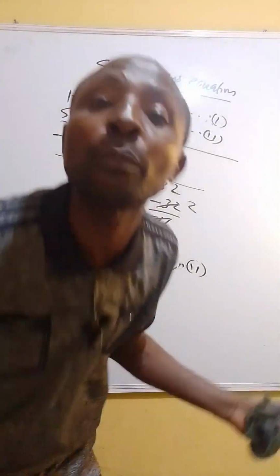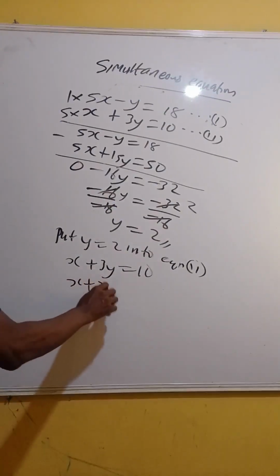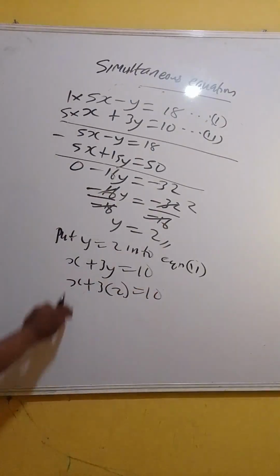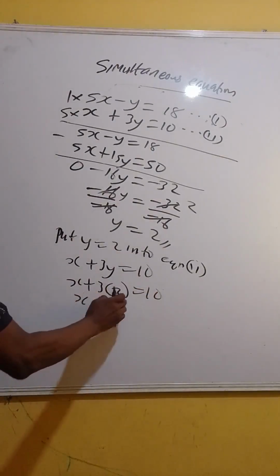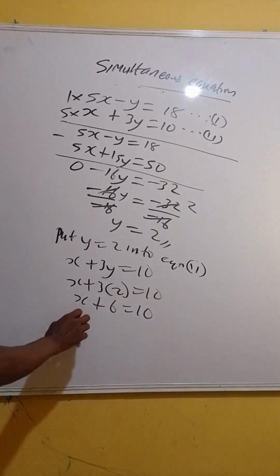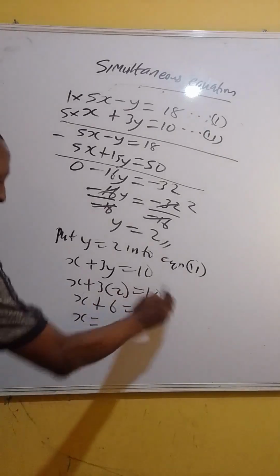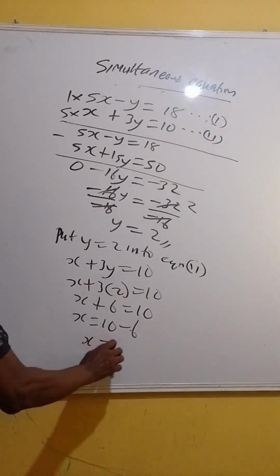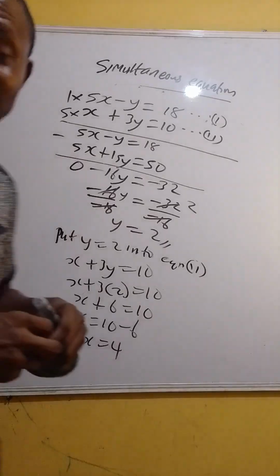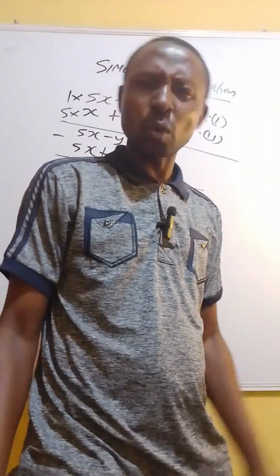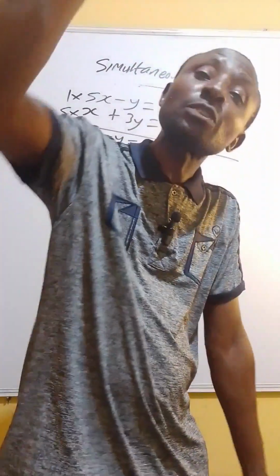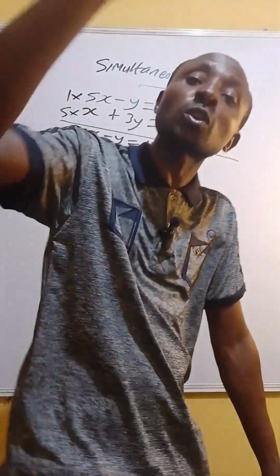Anywhere you see y, put 2. So x plus 3 bracket 2 equals 10. So x plus 3 times 2 will give me 6 equals 10. So x equals, transpose this, 10 minus 6, x equals 4. Good. So my x equals 4. You see that again? So put your x and y into your first equation or second or third, any one.